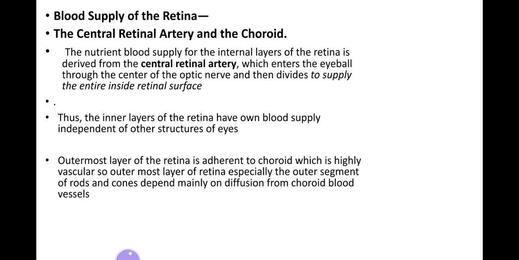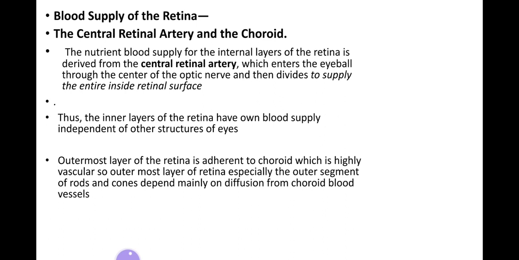What is the blood supply of the retina? It is by the central retinal artery that supplies the internal layers of the retina, which enters the eyeball through the center of the optic nerve, and it divides to supply the entire surface of the retina. Thus, the inner layers of the retina have their own blood supply independent of the other structures.